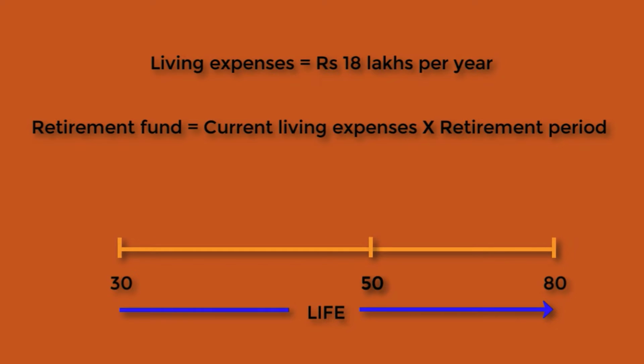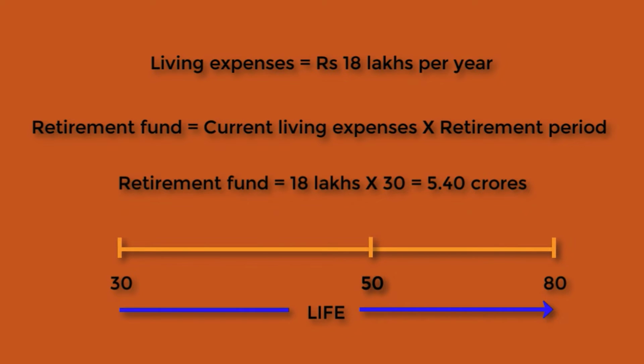So it's simply current annual living expenses multiplied by retirement period. As you can see, our retirement period given the example is 30 years, that is 80 minus 50, and the retirement fund basis 18 lakhs of yearly expense will come out to be 5.4 crores. This is 18 lakhs multiplied by retirement period 30 years. So for those who do not want to get into the financial calculations a lot, this is a good ballpark number that you can focus on.